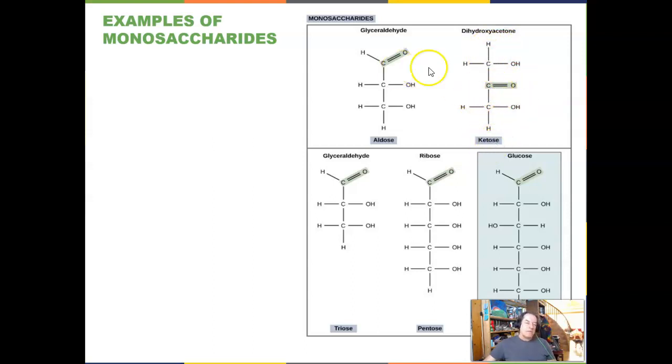And there's some metabolic importance to the difference between these. Here's glyceraldehyde, that's a triose sugar. Glyceraldehyde's an important structural sugar in you, an intermediary in a bunch of metabolic steps. Here's ribose, the 5-carbon sugar, and here's glucose, the 6-carbon sugar.